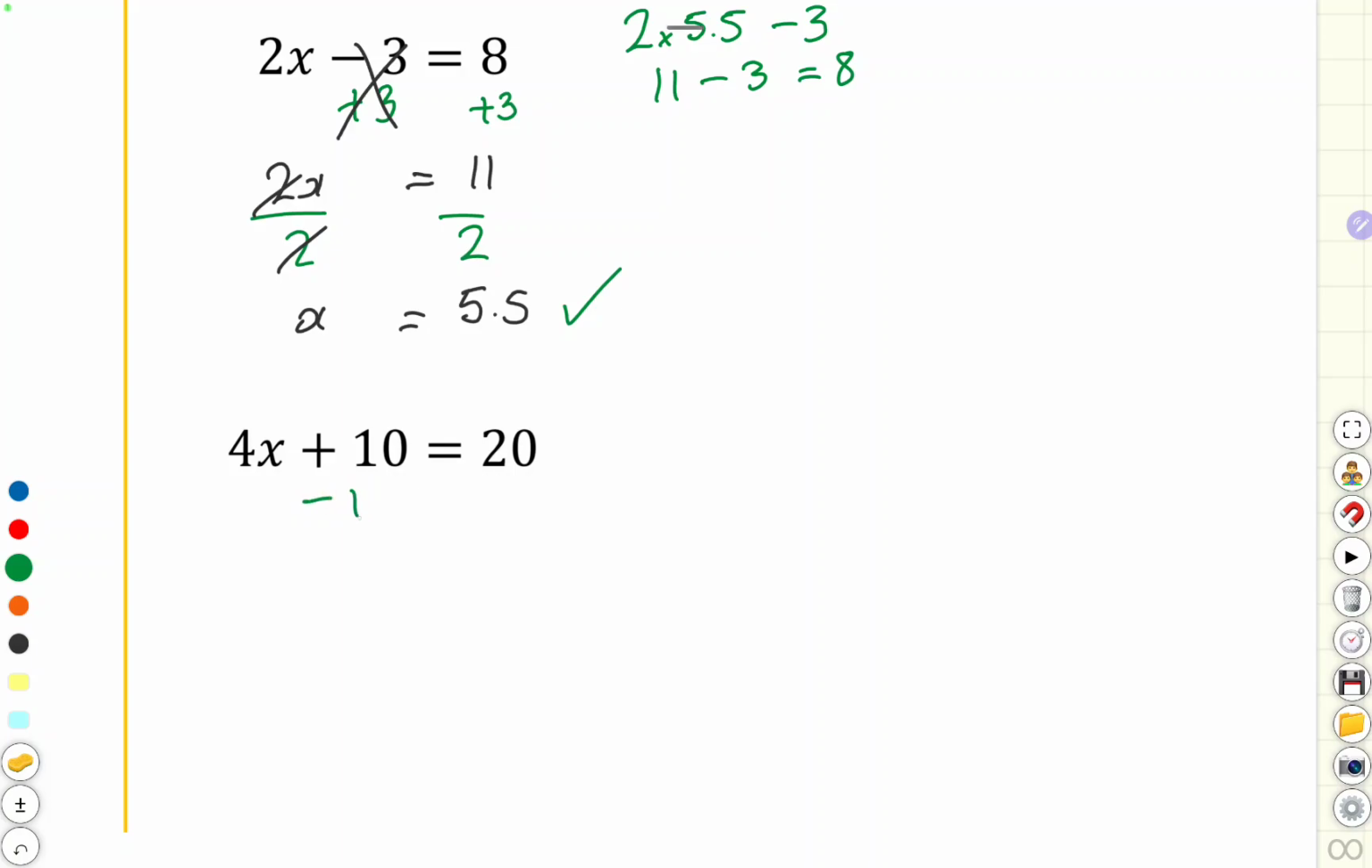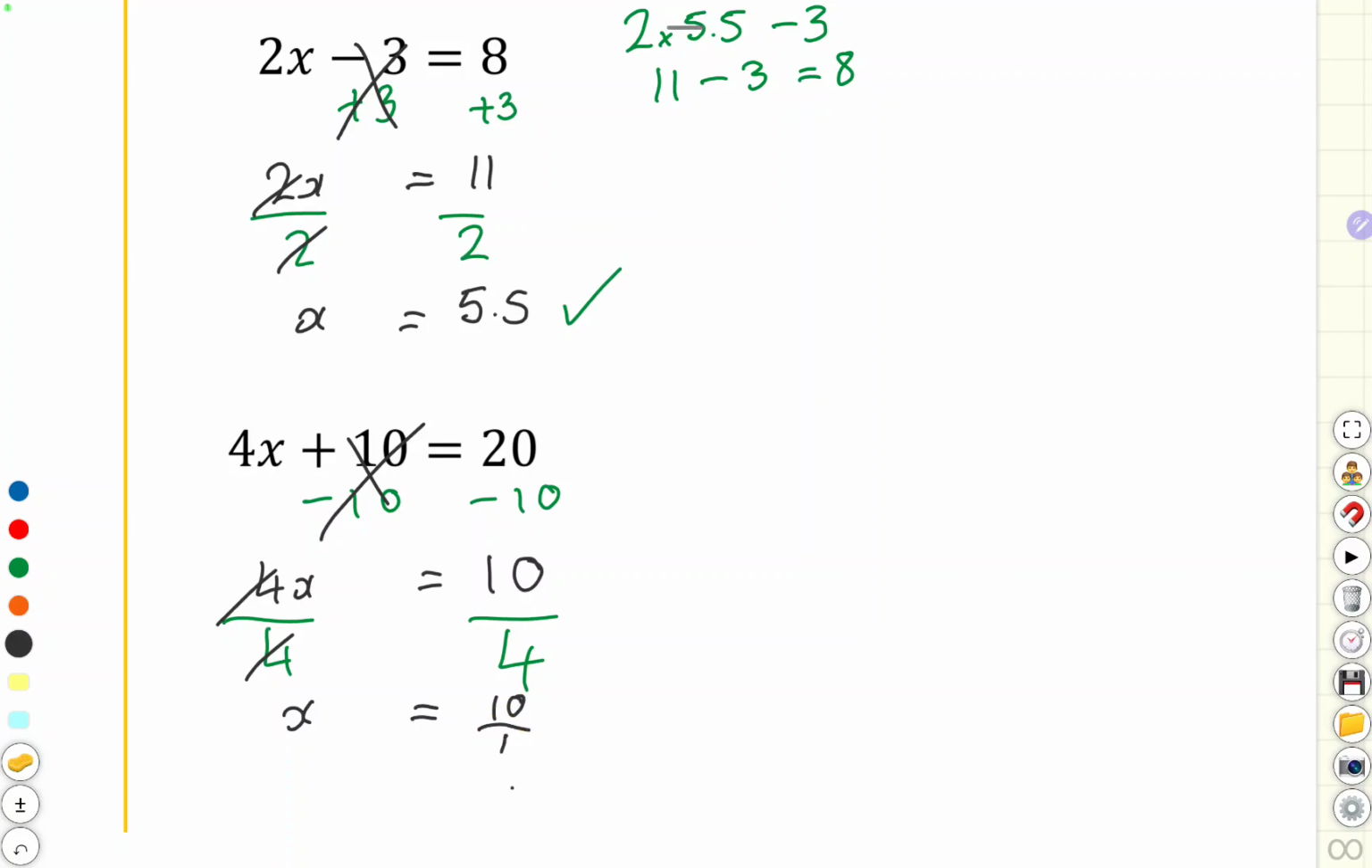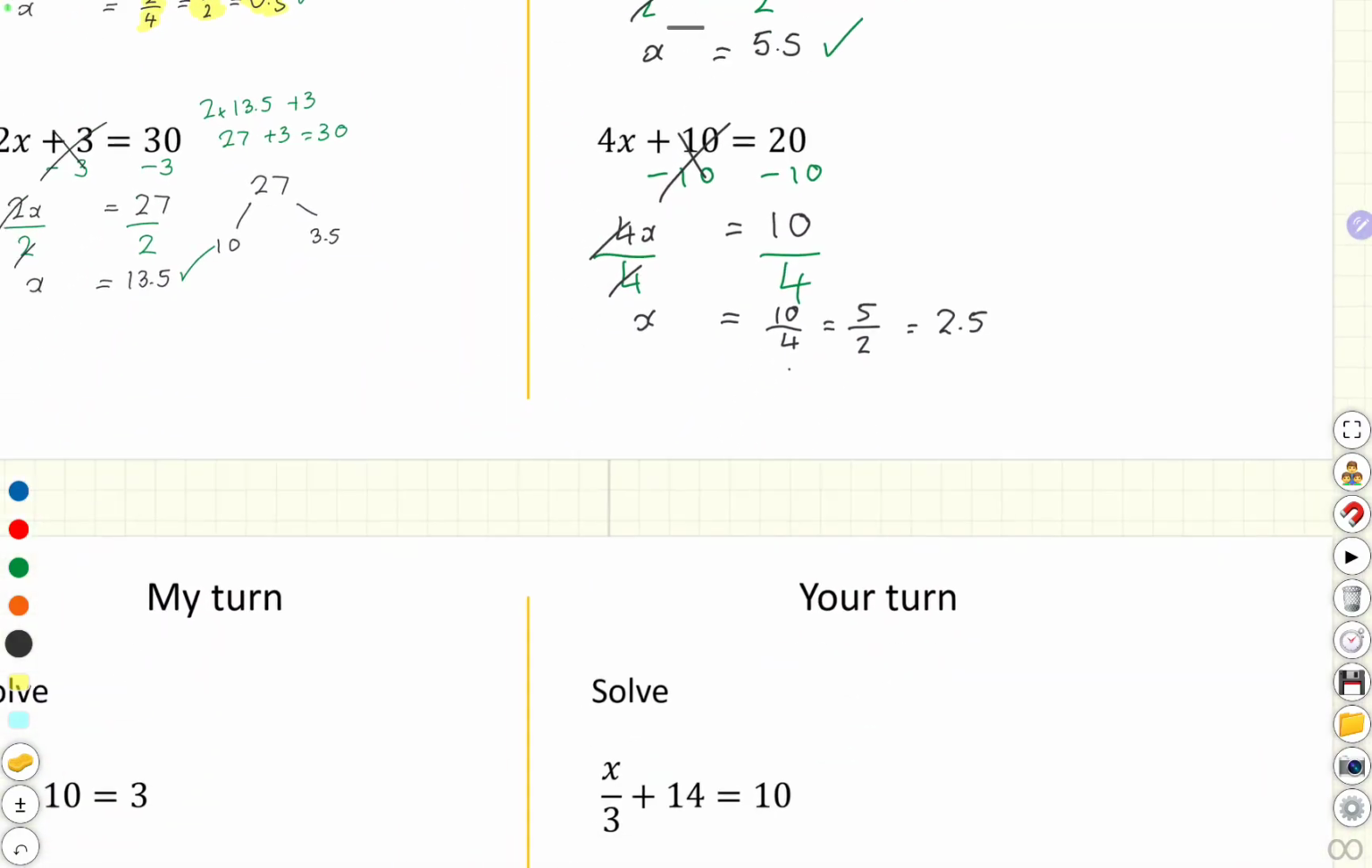Next one, minus 10 from both sides. The 10's are going to cancel, so 4x equals 10. Now I divide both sides by 4. The 4's will cancel, so x equals 10 divided by 4, which is the same as 5 over 2, which is the same as 2.5. Again, if you leave it as 5 over 2, you'll probably still get all of the marks.